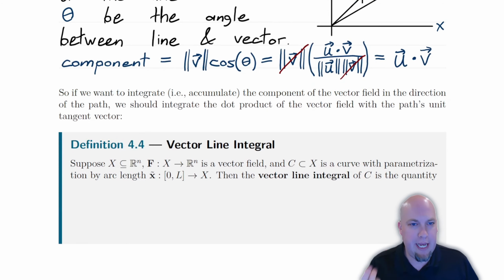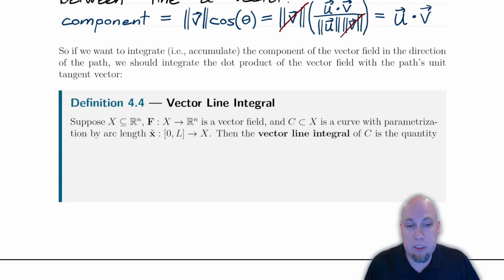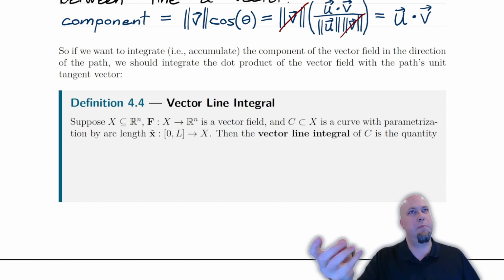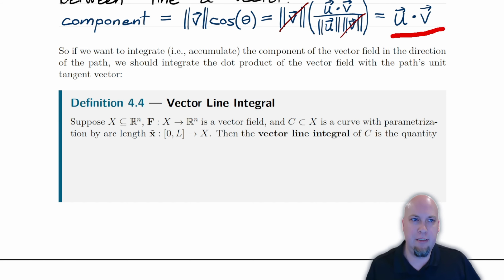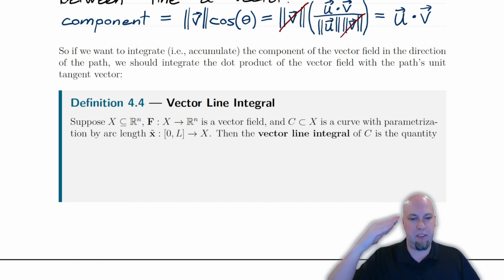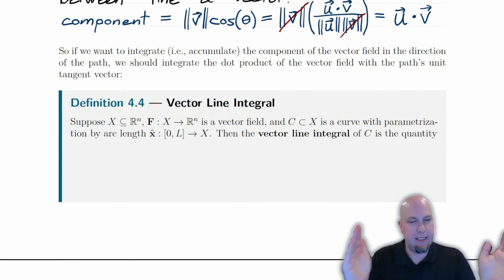With that in mind, how should I compute vector line integrals? What should my formula for a vector line integral be? Well, I should just integrate from one endpoint of the curve to the other. And what should I integrate? I should integrate a dot product that tells me how much the path is overlapping with the vector field. And that's exactly what I'm going to do.